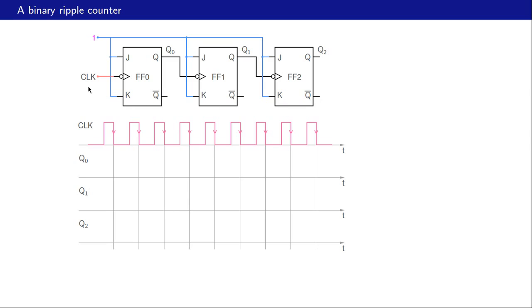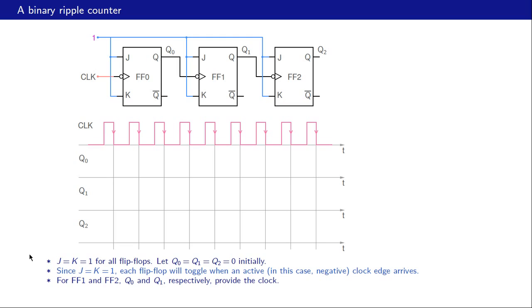The clock, this signal, is connected to this first flip-flop, which we have called flip-flop 0, whose output is Q0. And the clock for the second flip-flop comes from the Q of the first flip-flop. That means Q0 is connected as clock here. Similarly, Q1 is connected as the clock for the third flip-flop, FF2.